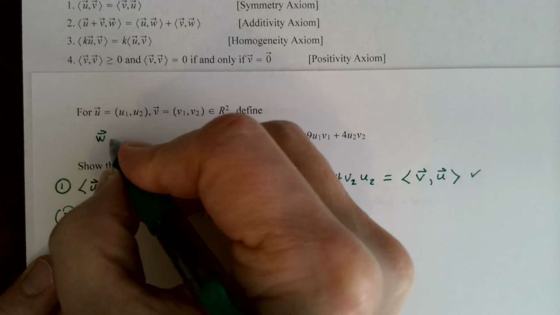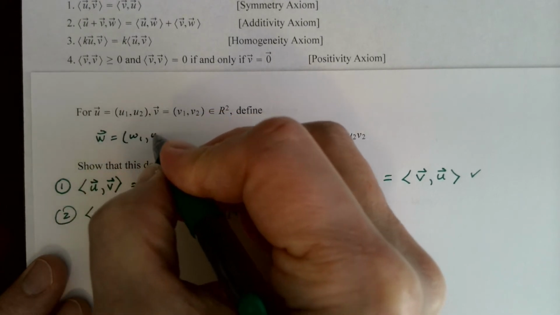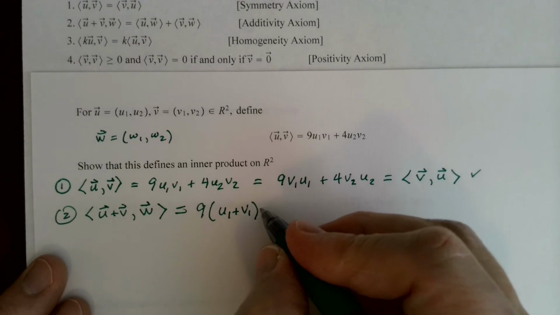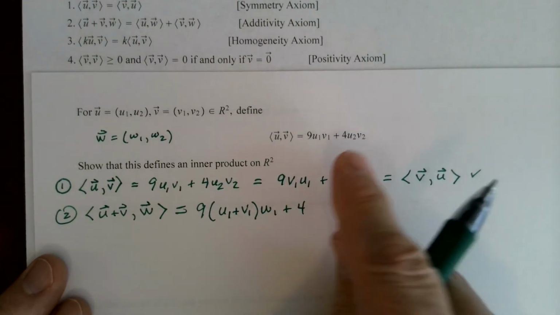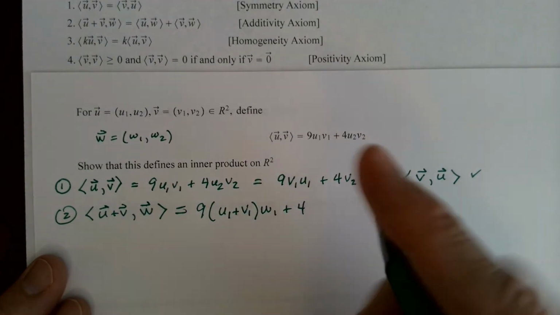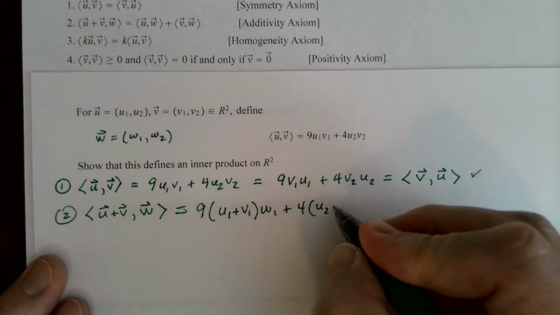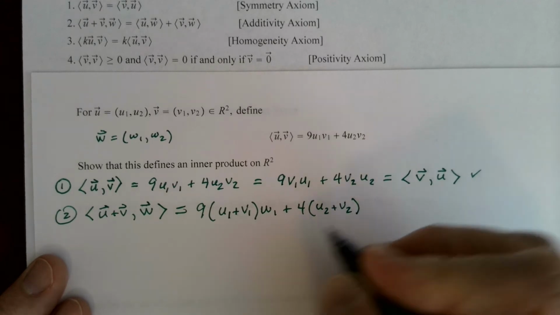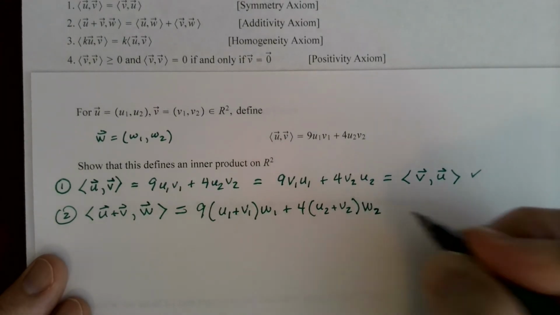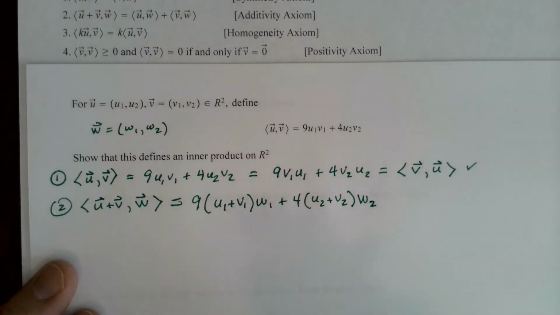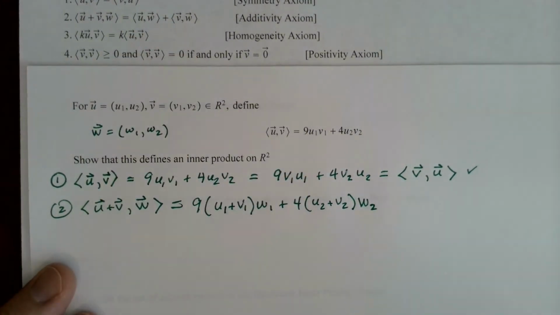W would be w1, w2. We'll do that. So there's w1, again, all real numbers here. Plus 4, the second component of this first vector is u2 plus v2. And the second component of w is w2. Okay, now what am I trying to get to? I'm trying to get to this, and I can get there.